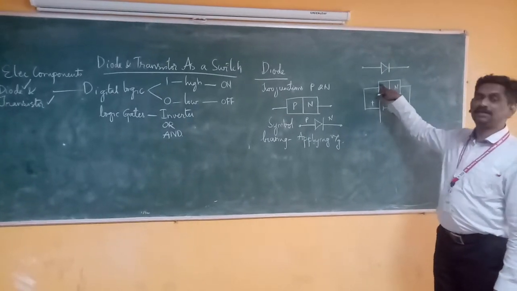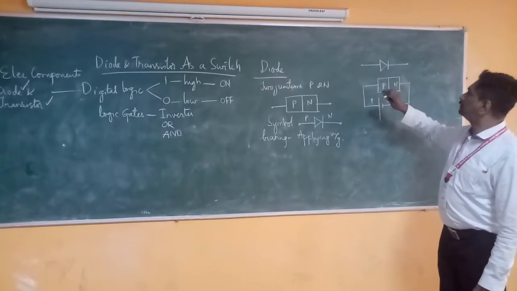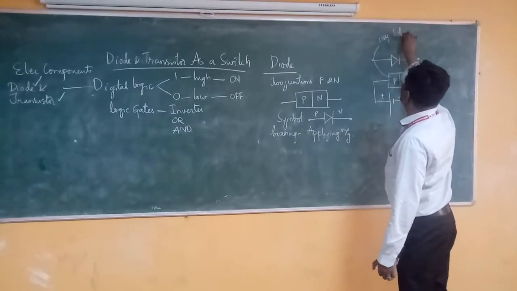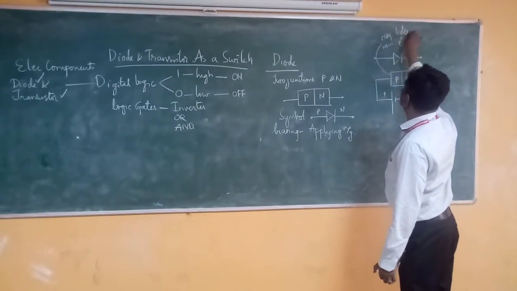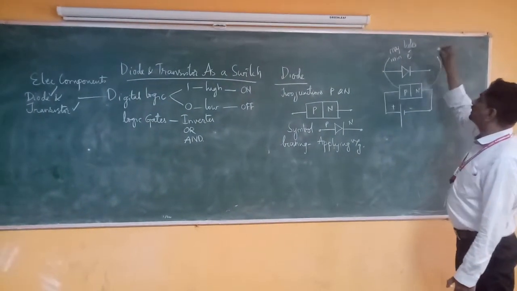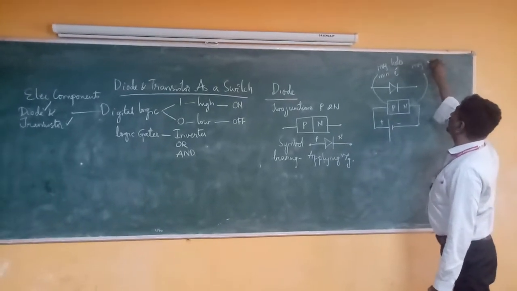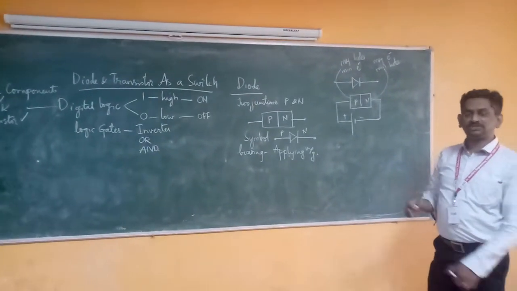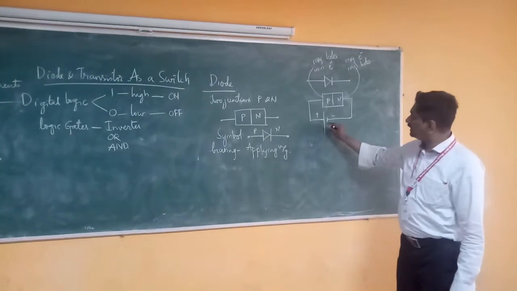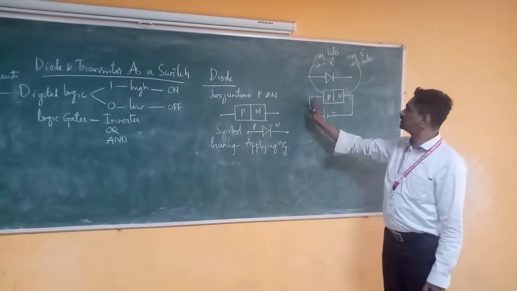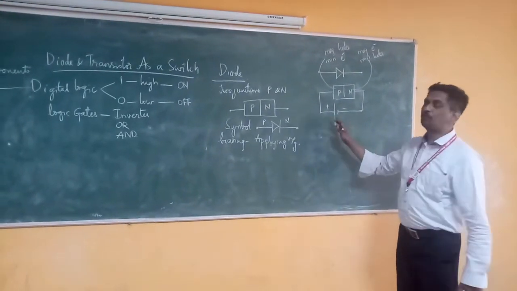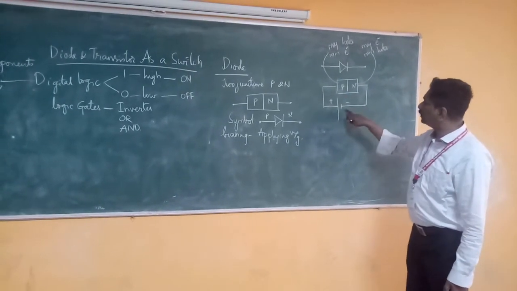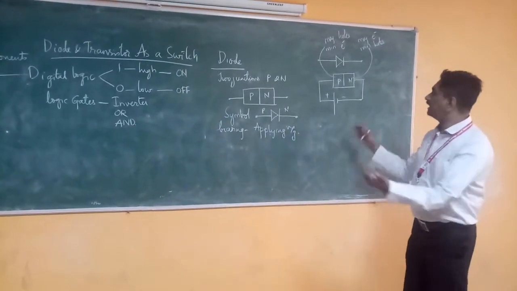In P, the majority carriers are holes and the minority carriers are electrons, whereas in N it is reverse. The majority carriers are electrons and the minority carriers are holes. When I increase the voltage, the positive terminal of the battery pushes the P carriers, and the negative terminal of the battery pushes the N charge carriers, and they come closer.